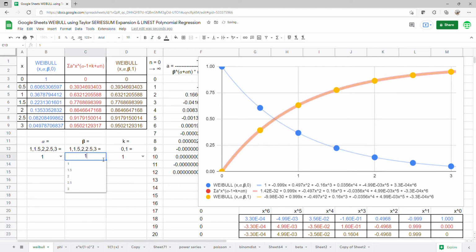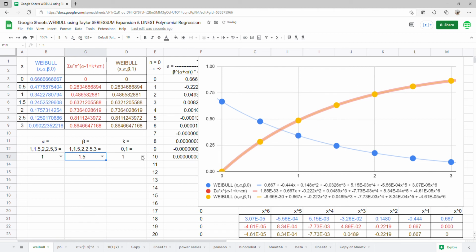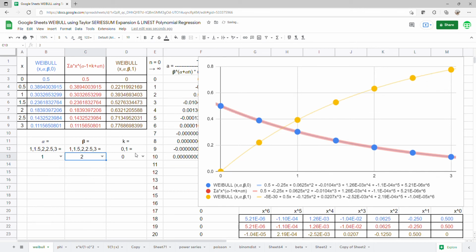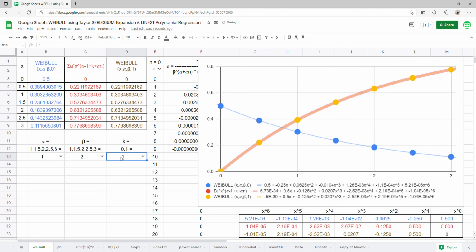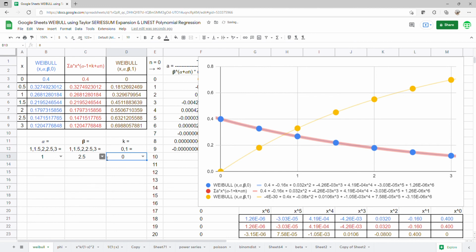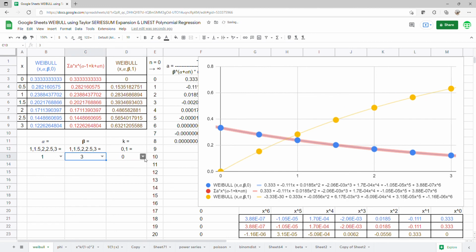We increase the beta to 1.5, and we can toggle this to 0. We increase beta to 2. We can toggle this to 1, and then 2.5, toggle this to 0. So what you're looking at are the exponents.